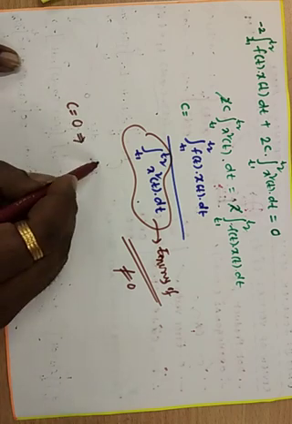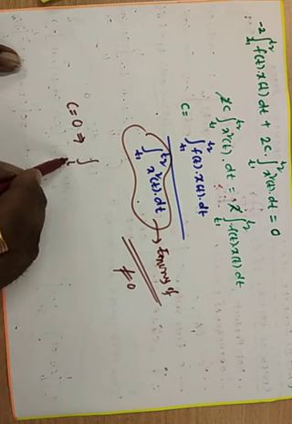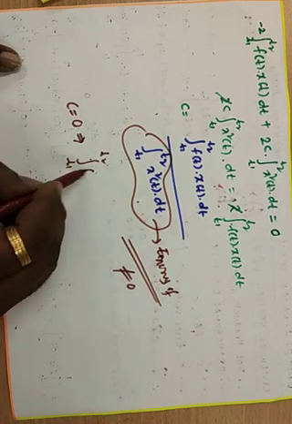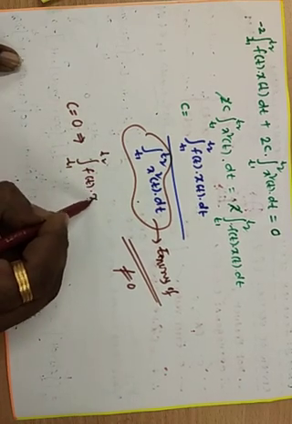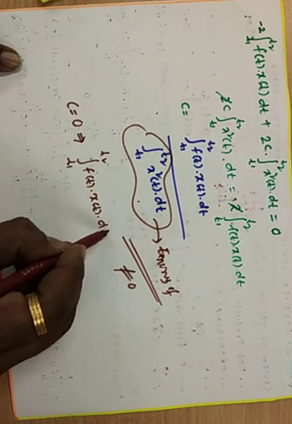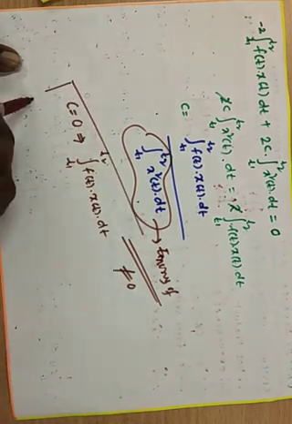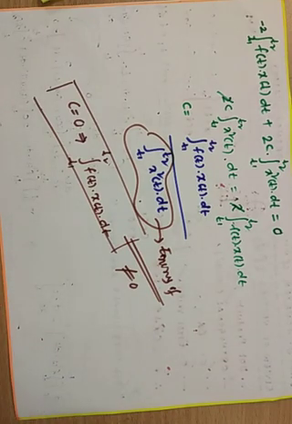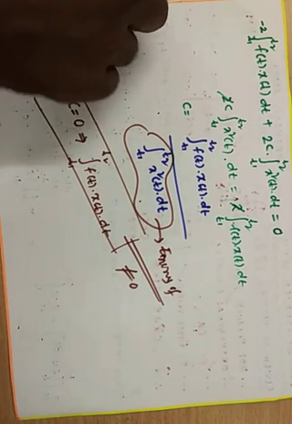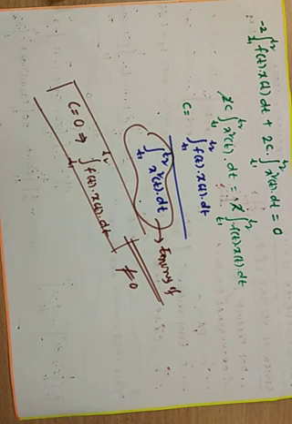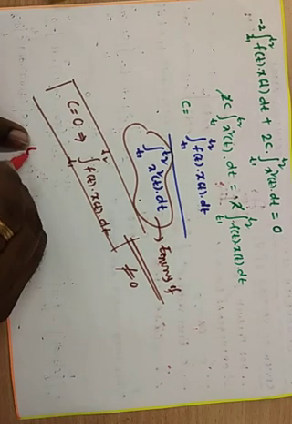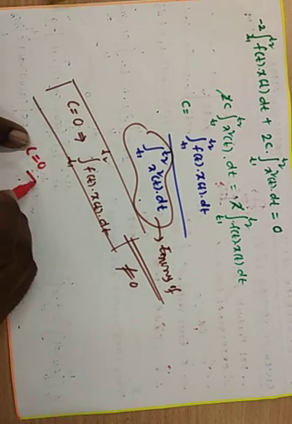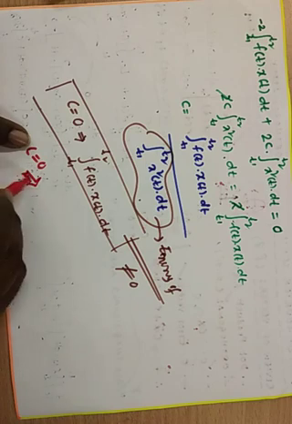To have c equal to 0, obviously integral t1 to t2 f of t into x of t dt must be 0. What is the condition when the two signals are said to be orthogonal? The condition is that c must be 0 to have the orthogonality between the two signals.